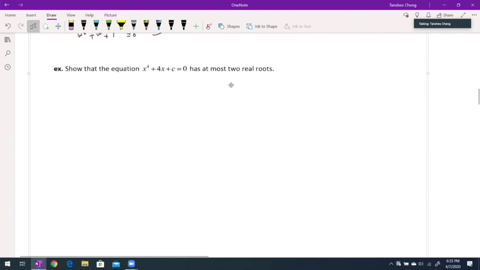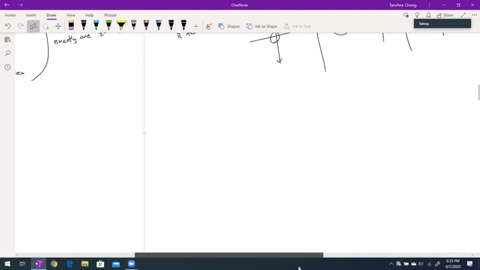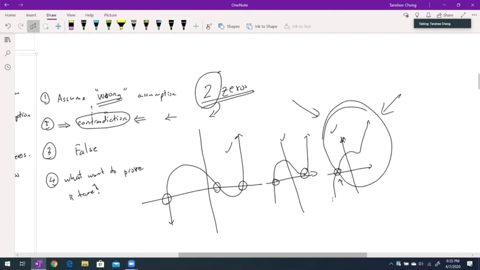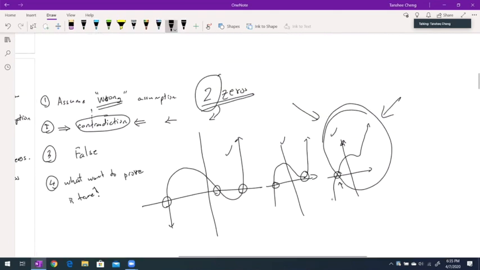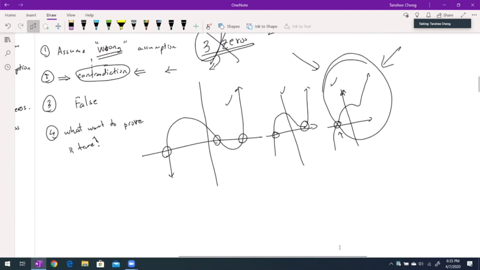And how do we show that there's at most two zeros? We're going to look into this case. When we want to show that there's at most two zeros, our assumption will be that there are 3 zeros. Because if I can show that there is a contradiction with 3 zeros, then I am only left to say that this polynomial function can have either 2 zeros or 1 zero. That basically means at most 2.